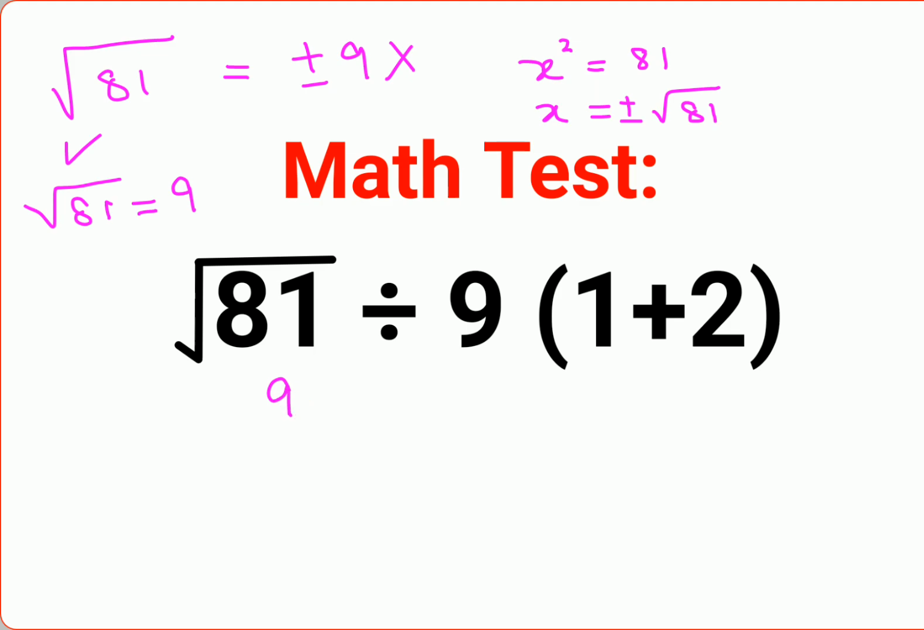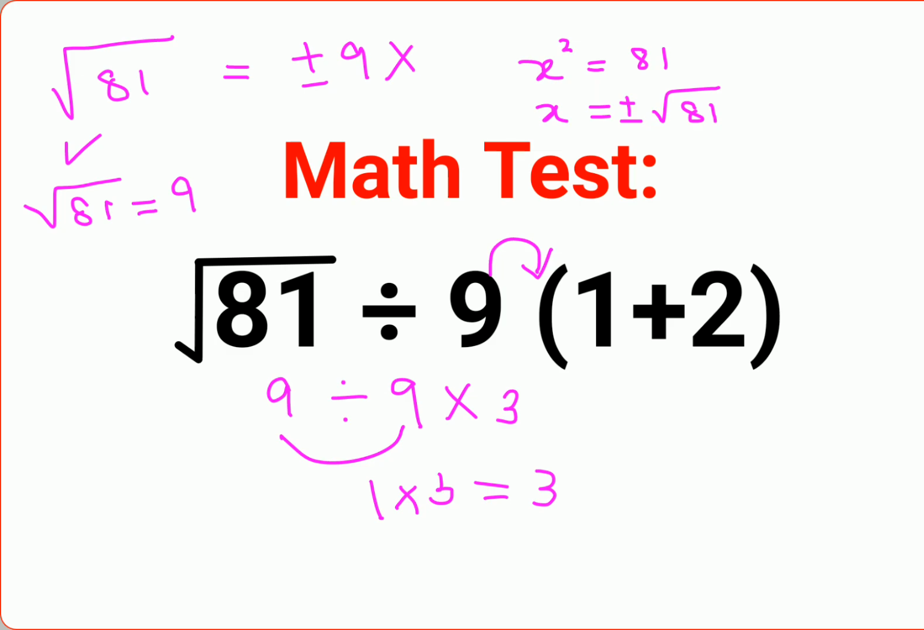So this is 9 divided by 9, and see, now there is no sign between these two. So obviously it is just multiplication. And according to BODMAS and PEMDAS, the first thing you need to always do is solve the brackets. So 1 plus 2 gets you 3. So now when you do this, 9 divided by 9 gets you 1 into 3. The answer is supposed to be just 3.